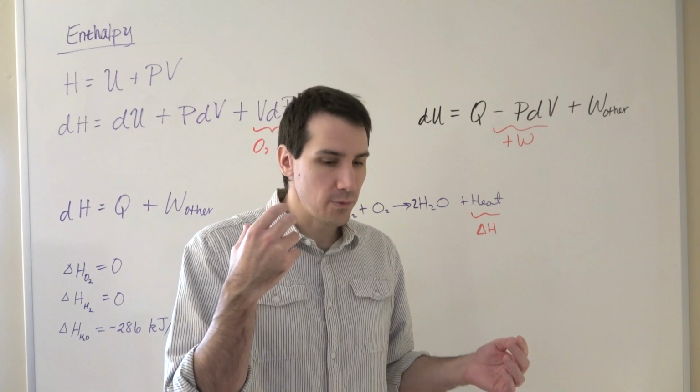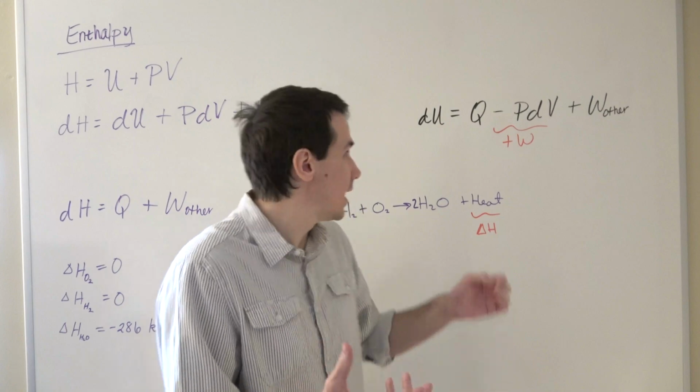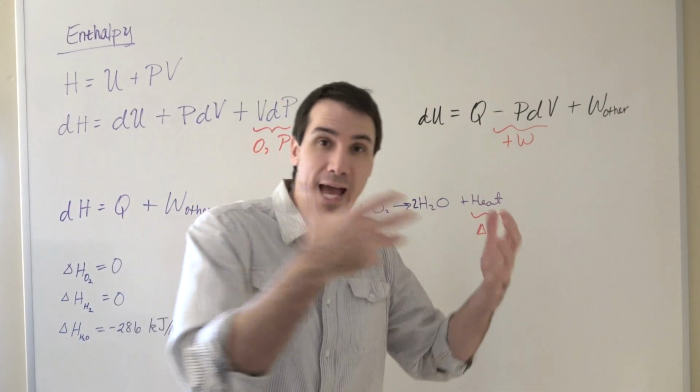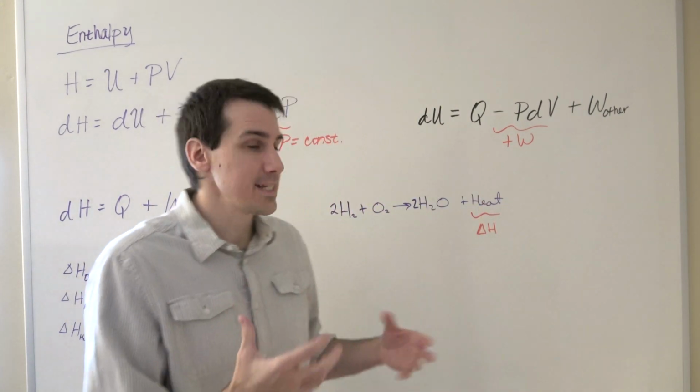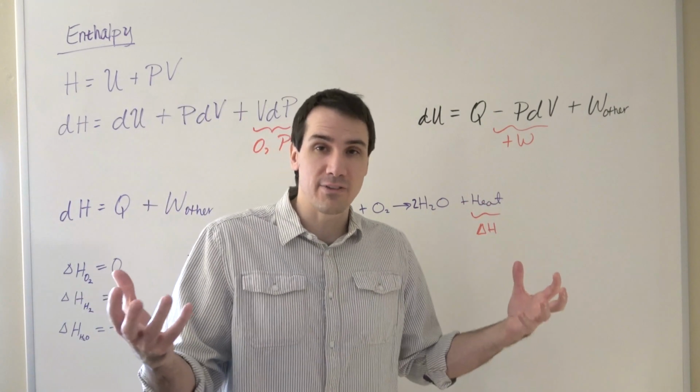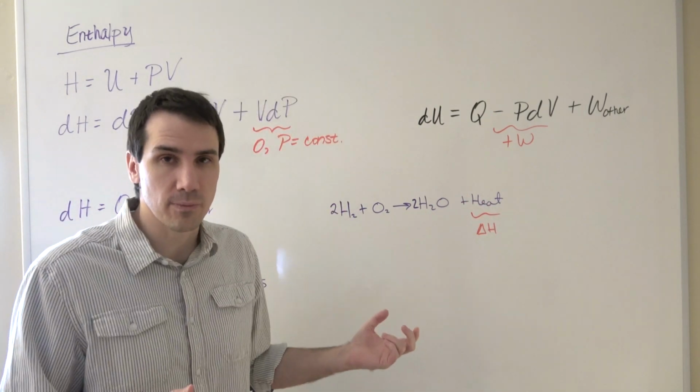So remember, Q, our value Q, is the heat that is added to the system, but in this case, the system is giving up heat to the environment as it goes through this exothermic reaction.